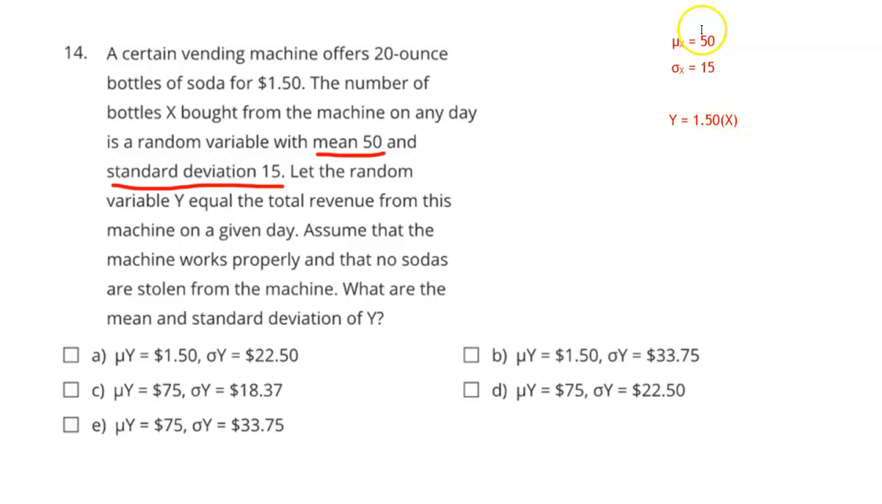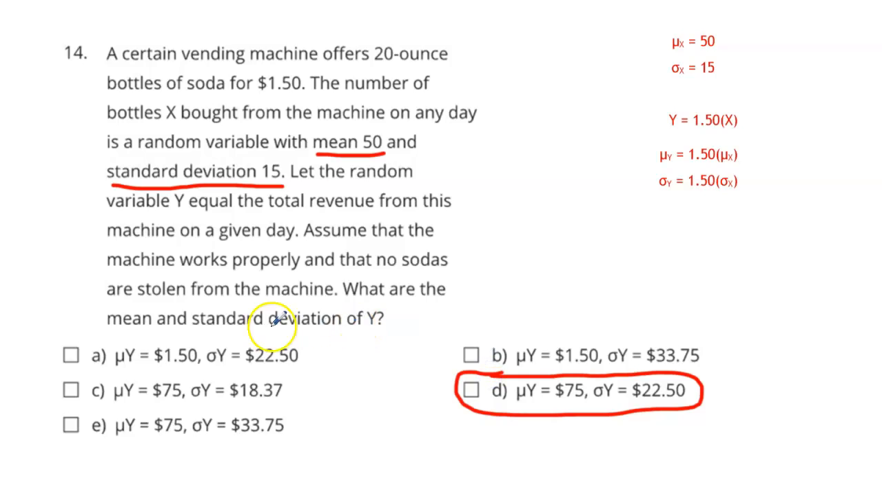Well, we know that each of these values, the mean and the standard deviation, are equally affected by a multiplication of the random variable. $1.50 times X is going to mean $1.50 times mu sub X, and $1.50 times sigma sub X as well. So that calculation is fairly straightforward. 50 times 1.5 is 75, and 15 times 1.5 is going to be, what is that, 22.5? You add another 7.5 to it. So the correct answer is here. That would be choice D. Right? We just multiply each of them together.